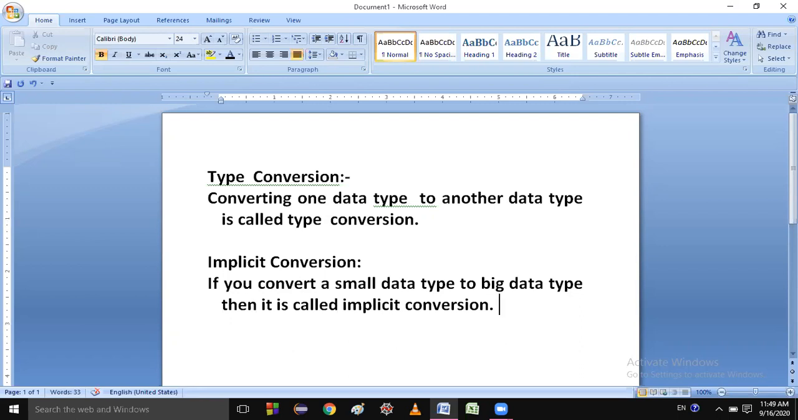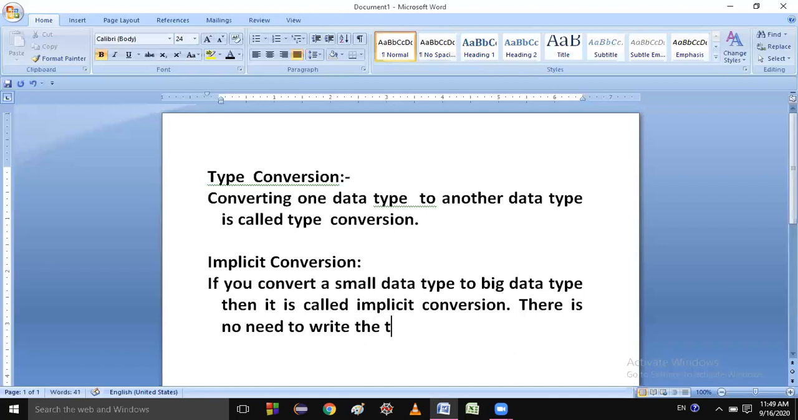There is no need to write the type cast operator. What is a type cast operator? I will tell you when I do the programming. There is no need to write the type cast operator. This conversion happens automatically also.